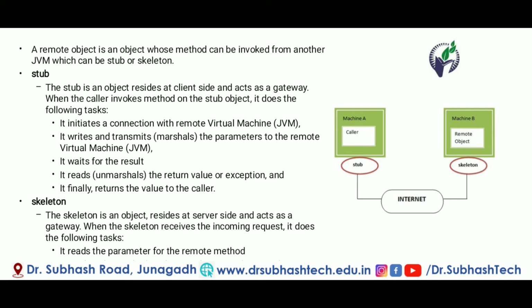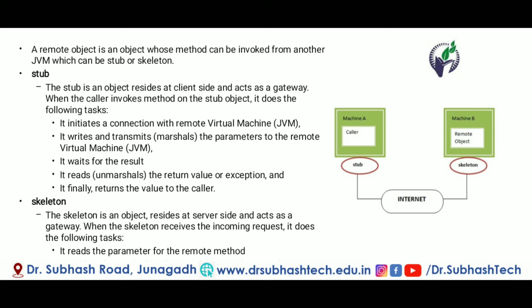Then it waits for the result. So the third task is waiting for the result. You pass the information to your friend. Now your friend says that you just have to wait, I'll check whether your book is there or not, or whether I have that type of book or not. So this is the same process at the stub or skeleton.